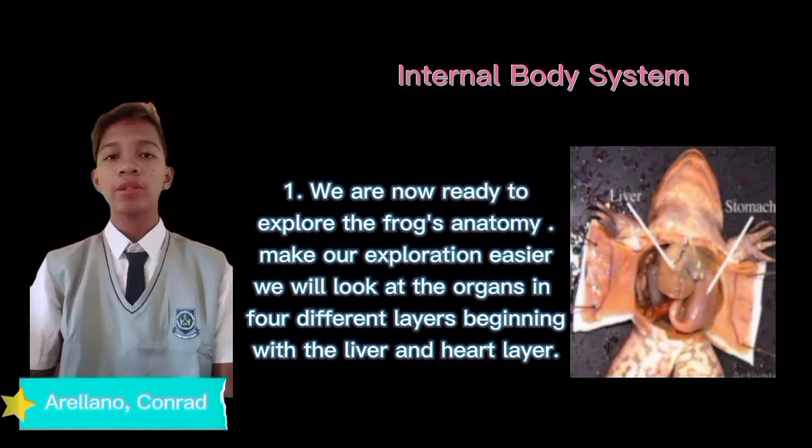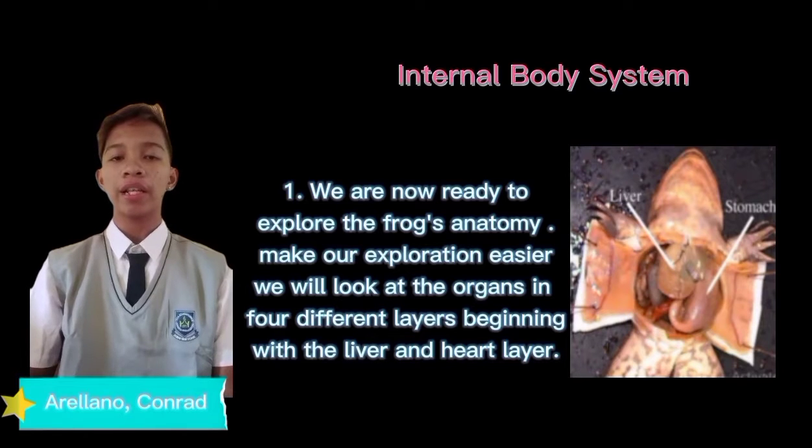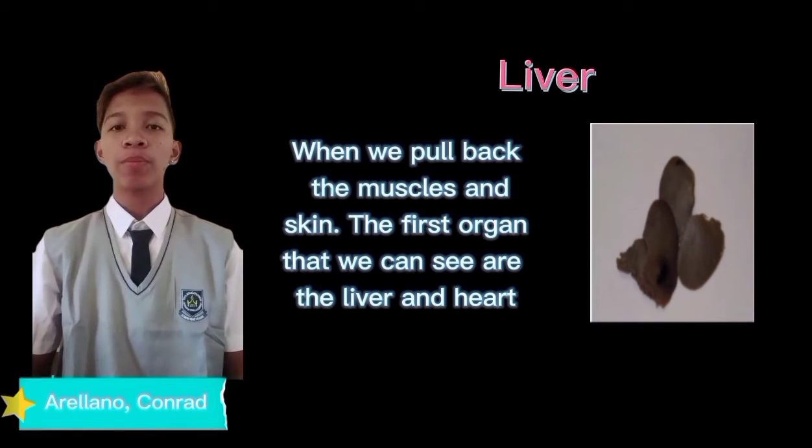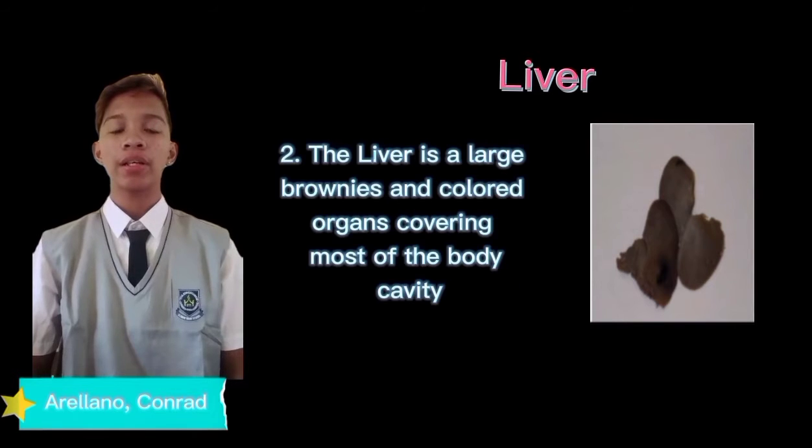We are now ready to explore the frog's anatomy. To make our exploration easier, we will look at the organs in 4 different layers, beginning with the liver and the heart layer. As we get deeper into the frog's anatomy, we will reveal new layers. Liver. When we put back the muscles and skin, the first organs we can see are the liver and heart. The liver is a large brownish organ covering most of the body cavity.